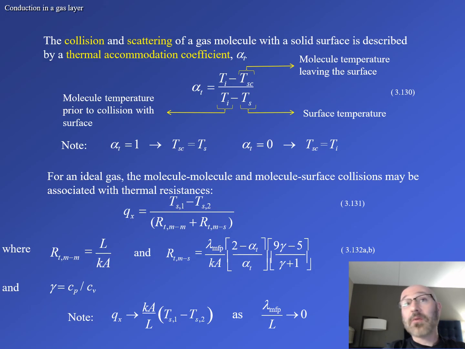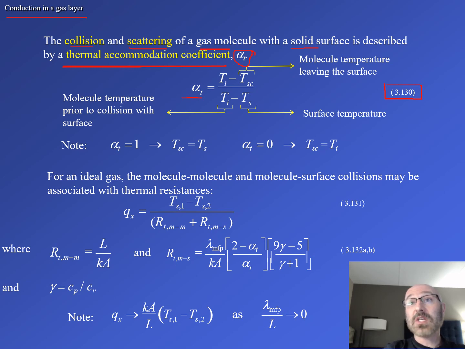As we continue on with our topic of conduction in a gas layer, we want to take a look at the collision and scattering of a gas molecule with a solid surface. This is described by a thermal accommodation coefficient, given the variable name alpha sub t. This alpha sub t is equal to the relationship we can see in equation 3.130 in our textbook.